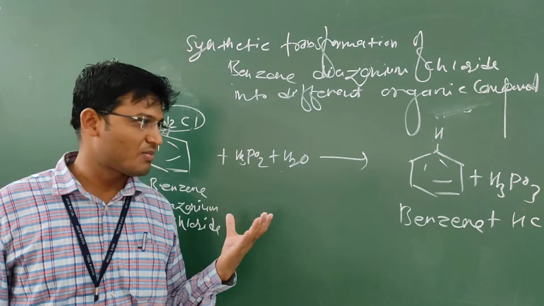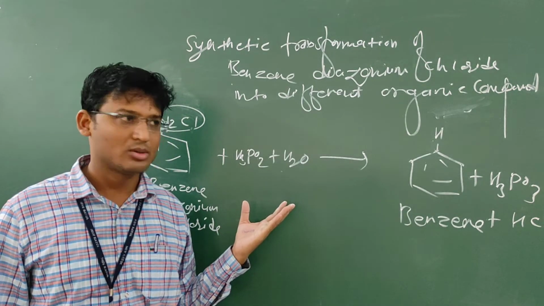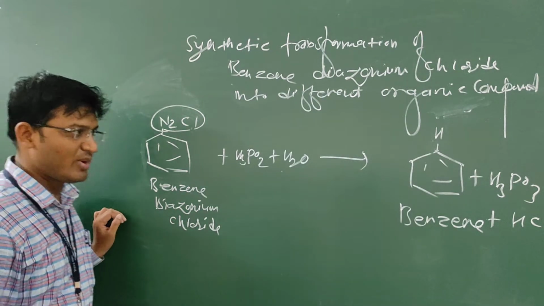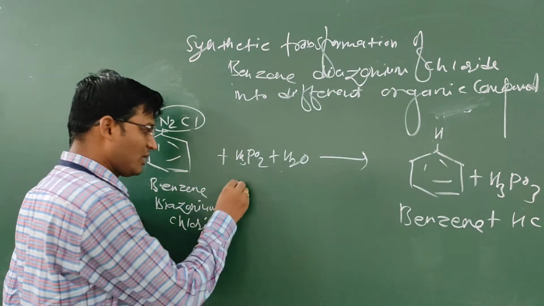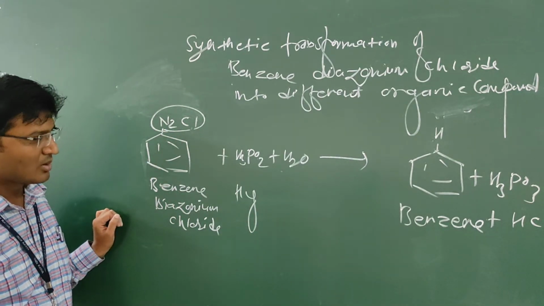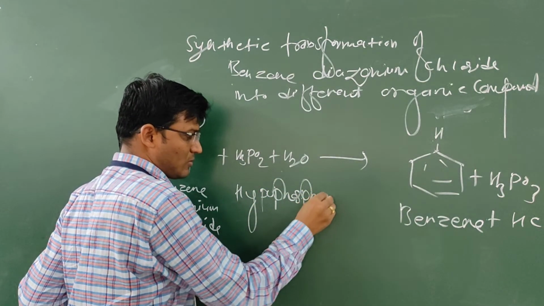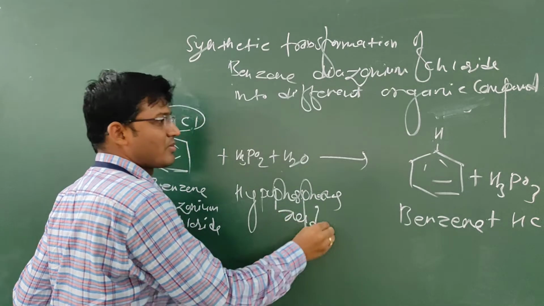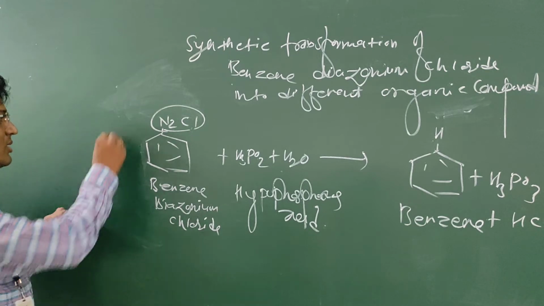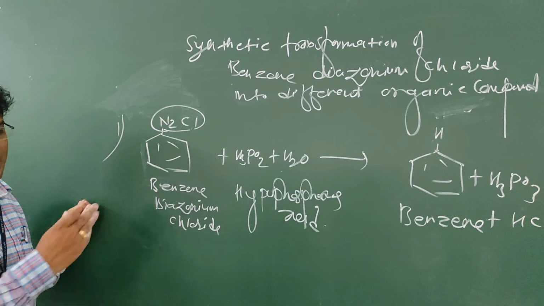Benzene, which has a lot of utility from the laboratory and industrial point of view, is used as a solvent, which is aromatic benzene. The aromatic benzene can be prepared by the reaction of benzene diazonium chloride with aqueous hypophosphorus acid. In this way, the benzene can be prepared. This is the first synthetic transformation of benzene diazonium chloride to benzene.